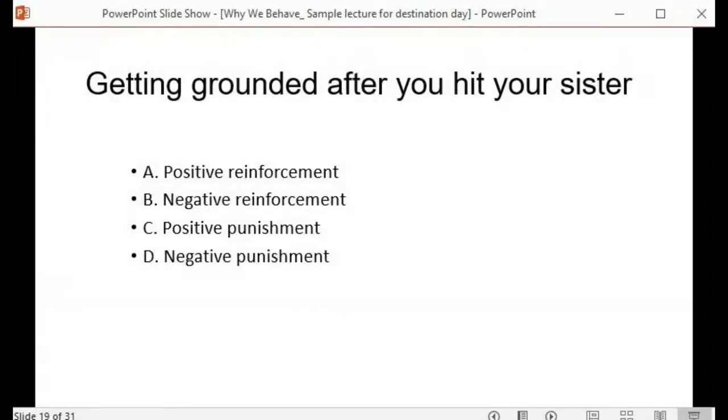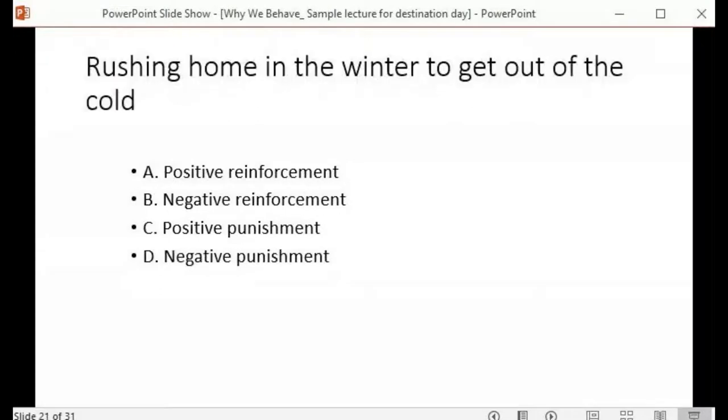So is getting grounded, the B, negative reinforcement? If you are grounded after you hit your sister, are you more or less likely to hit your sister? Hopefully you're less likely to hit your sister, right? So it should be a punishment, and being grounded is a negative punishment. So those of you who put D, awesome job, it's a negative punishment. You're having privileges removed.